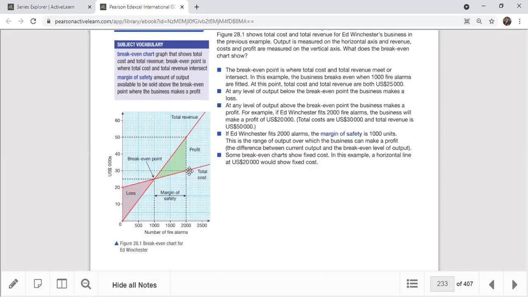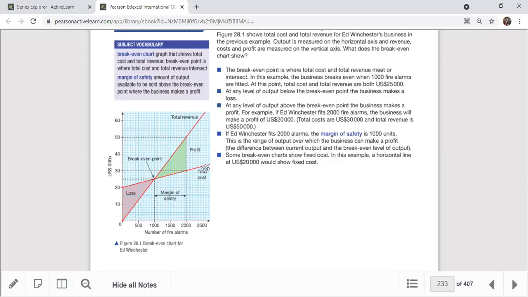So in this case, if you sell 2,000 fire alarms, you can see the total cost coming to 30,000, and at 2,000 units your total revenue is 50,000. That means profit is total revenue minus total cost, 50,000 minus 30,000, so $20,000 profit he's earning at this quantity of 2,000 fire alarms, right? The difference between 50,000 and 30,000 is 20,000 profit.